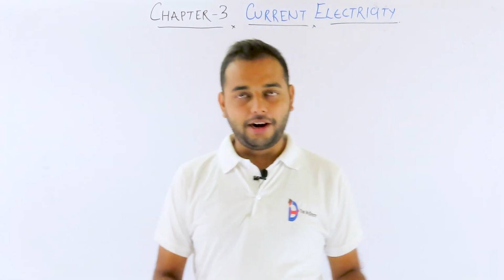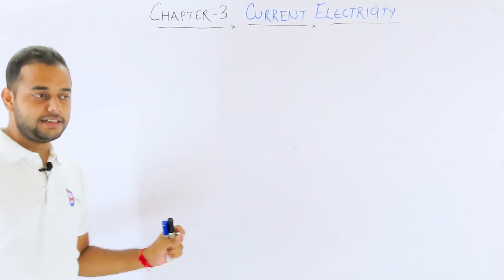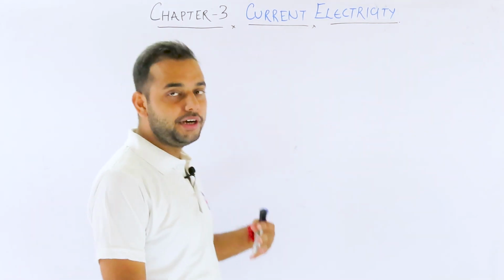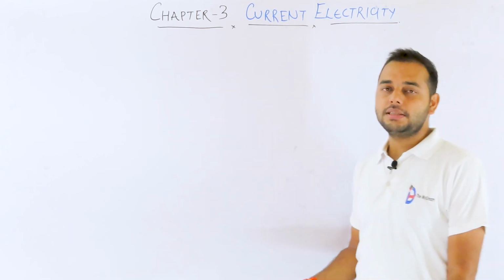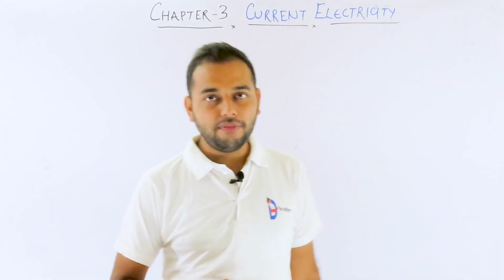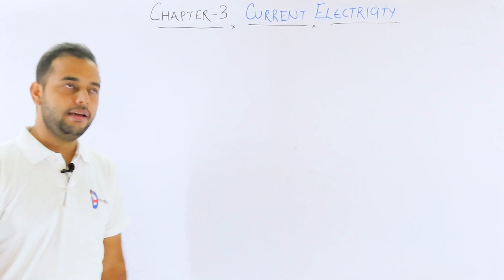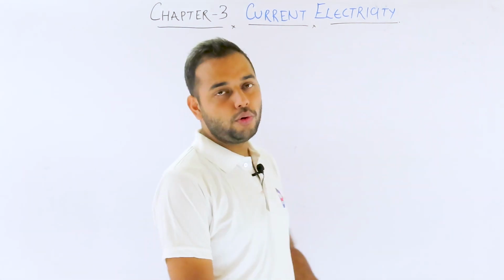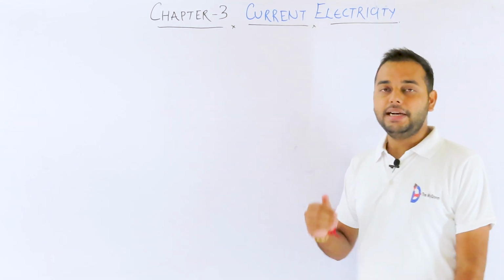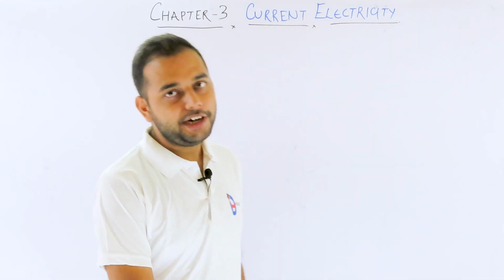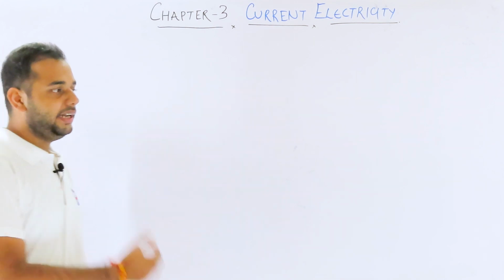So today I am going to start chapter 3, which is current electricity. We are already done with unit number 1, which is electrostatics, and in unit 1 I had two chapters, chapter 1 and chapter 2. In chapter 1 we discussed forces and electric field, whereas in chapter 2 we discussed electric potential and capacitance. Okay, and in the last class, we figured out how polarization takes place.